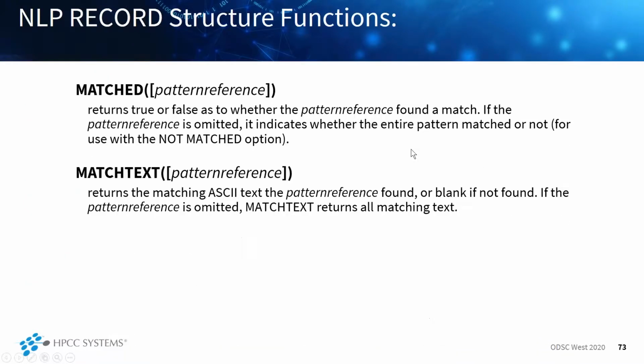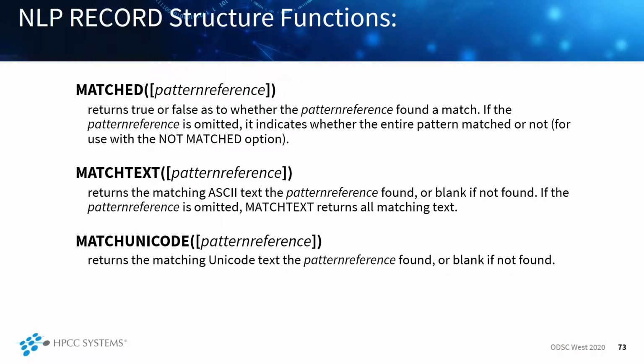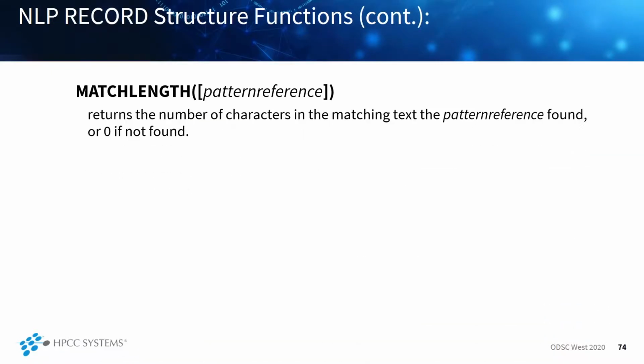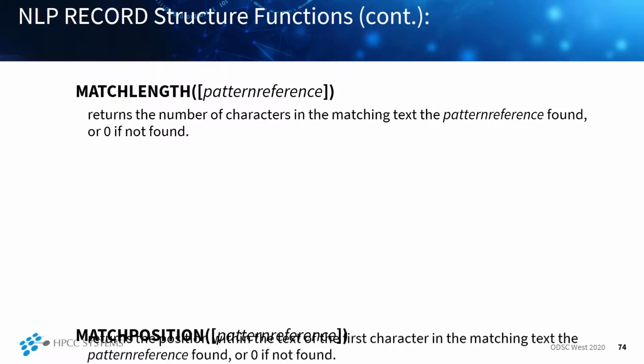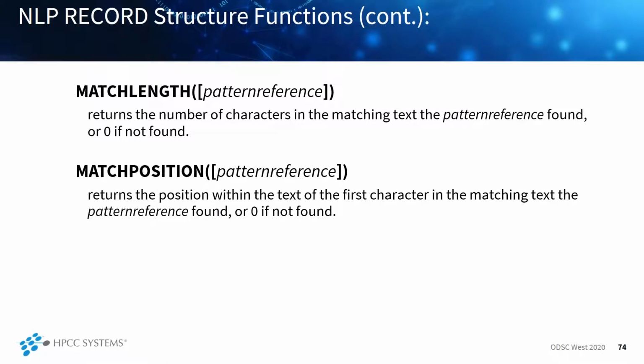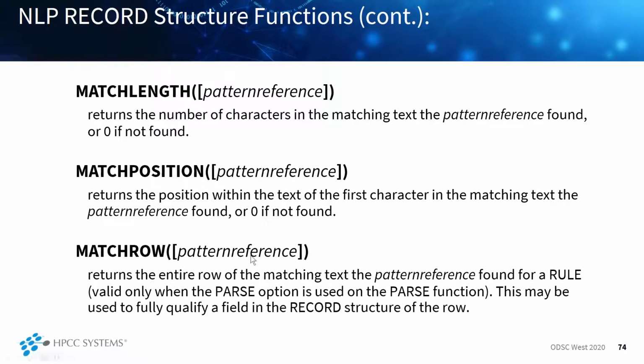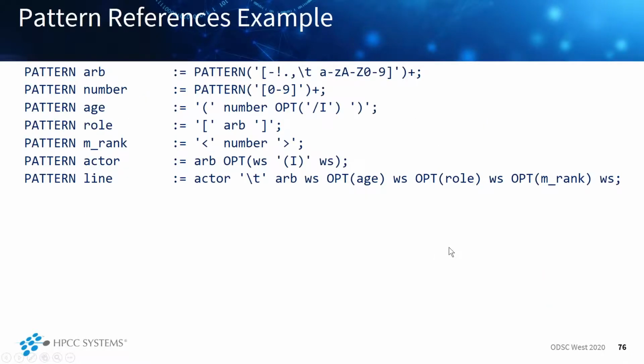Now we have functions that let you take the result of your parsing and format it into Boolean: did I find it or not? What was the text, or the Unicode text, of the pattern that I found? What was the length of the search result? What was the position of where it found what it was looking for? And then using Tomita parsing, it will return the whole matching row if you specify Tomita parsing in the parse function.